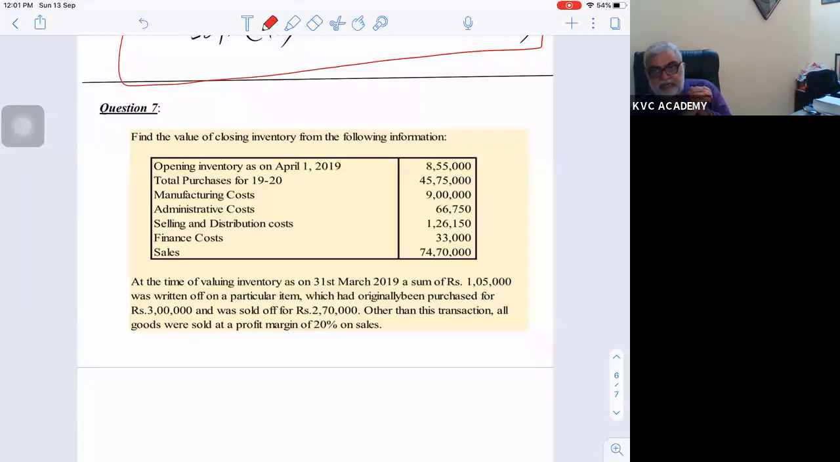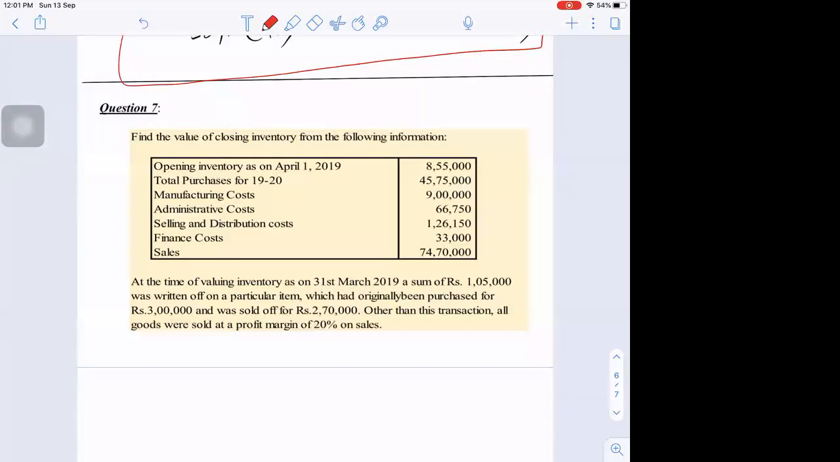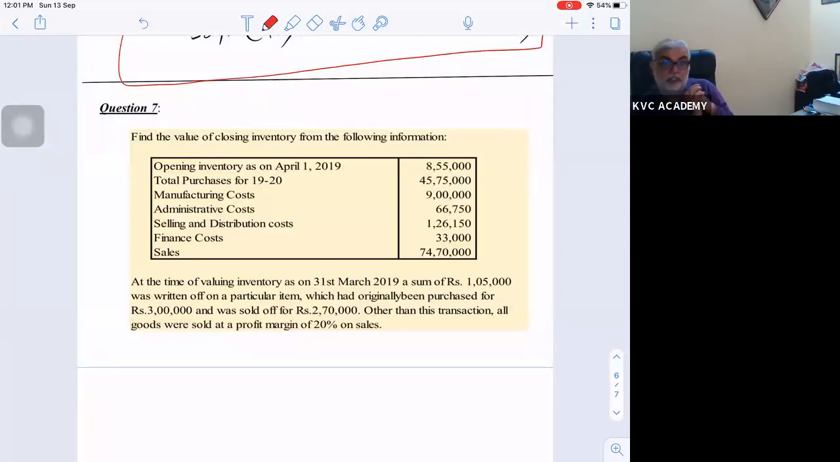I will not add administrative cost, selling cost, or finance cost. So the total I got so far was 54 lakh 30,000. Plus 9 lakhs. Okay. So the goods available for sale is 63 lakh 30,000.